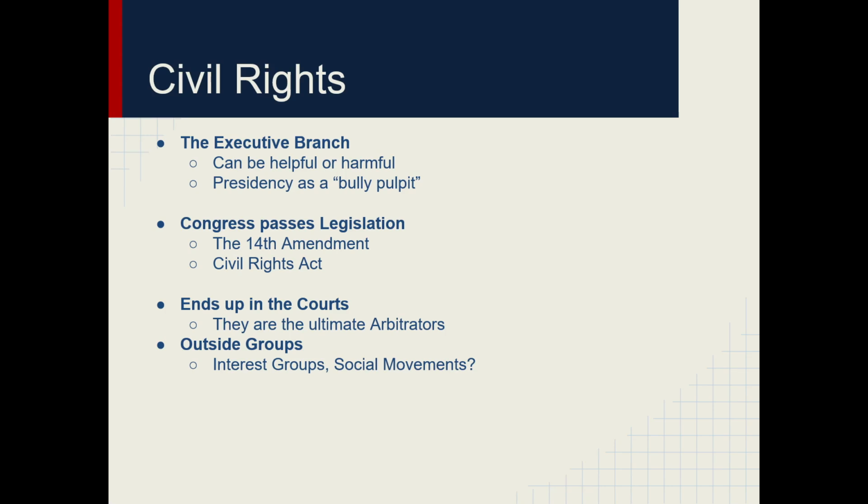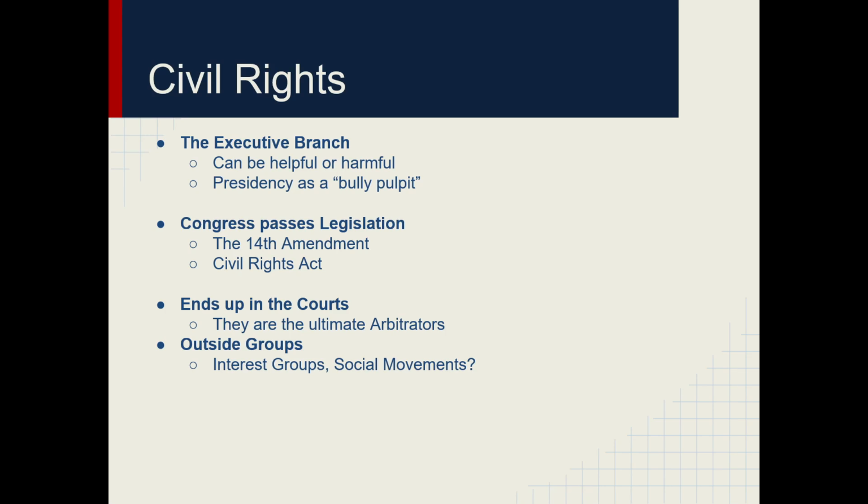Now, presidents can be very helpful in terms of civil rights. They can pass laws, they can advocate for civil rights, they can also advocate against them. There have been presidents in the history of the United States who have been extremely prejudiced and who have tried to work against civil rights, or they have prioritized the rights of some groups over others.